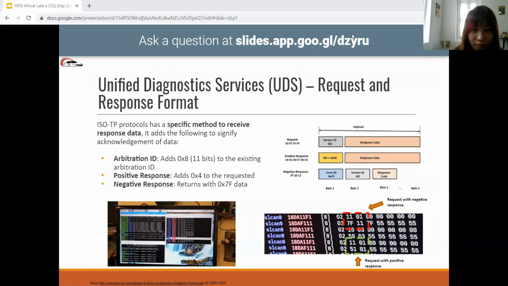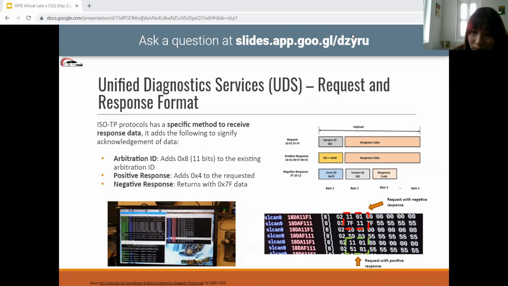So the arbitration ID is actually, there are two types, much like the CAN frame. There's the normal CAN 11-bit ID. There's also the extended CAN frame, which is a 29-bit ID. So in this example, the picture, we are actually using the 29-bit ID. So you see the 18DA11F1, yeah, that's for 29-bit ID arbitration.